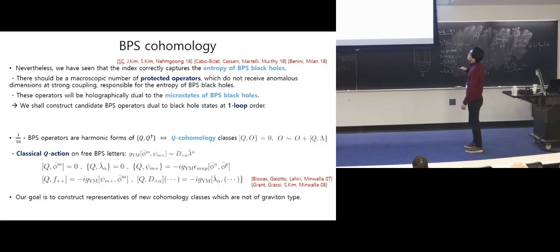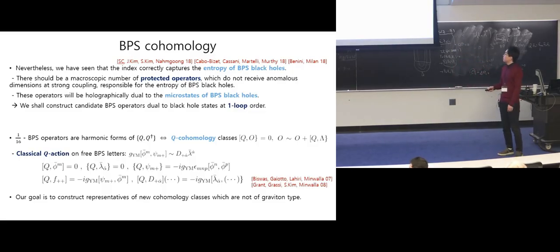So with this assumption, let us start our program. We want to study 1/16 BPS operators which are annihilated by Q and Q dagger, and by standard Hodge theory, you can map them to Q cohomology classes, which are Q closed but not Q exact. And you can write down the tree-level, or classical, Q action on the free BPS letters I already introduced. Now at tree level, only phi and lambda are annihilated by supercharges, but the other letters and also covariant derivatives do not vanish under the action of supercharges. So our goal is to construct representatives of new cohomology classes made by these letters, which are not of graviton type.